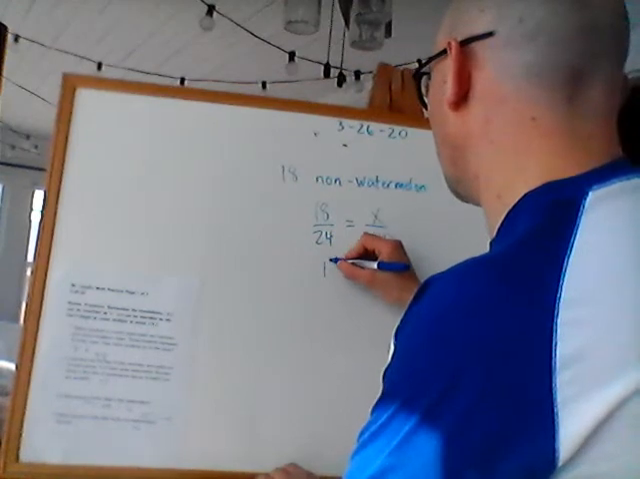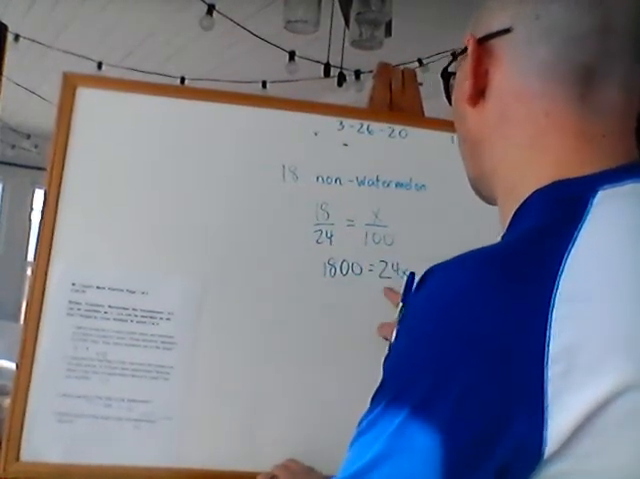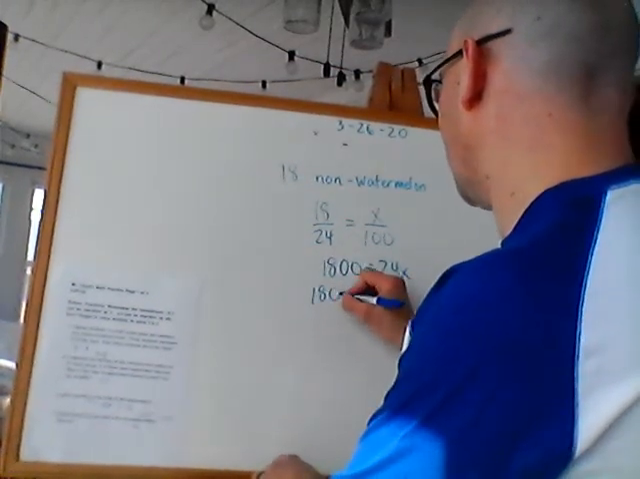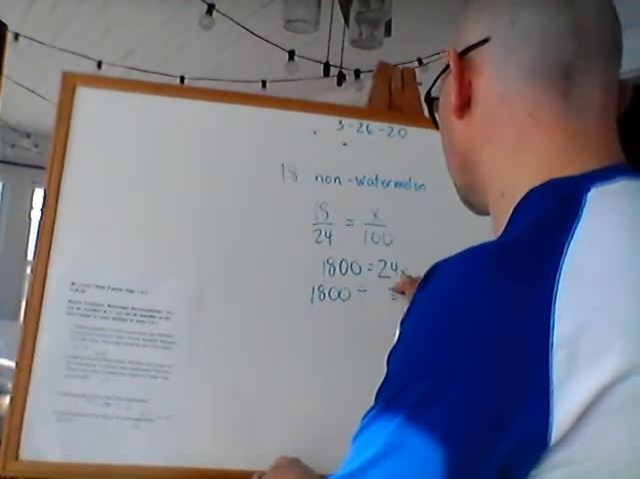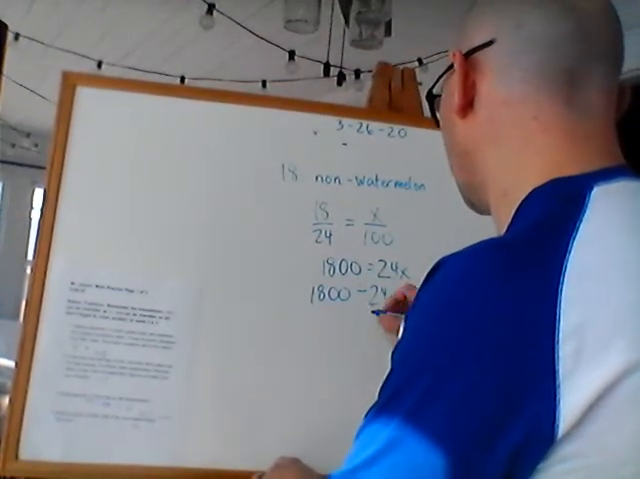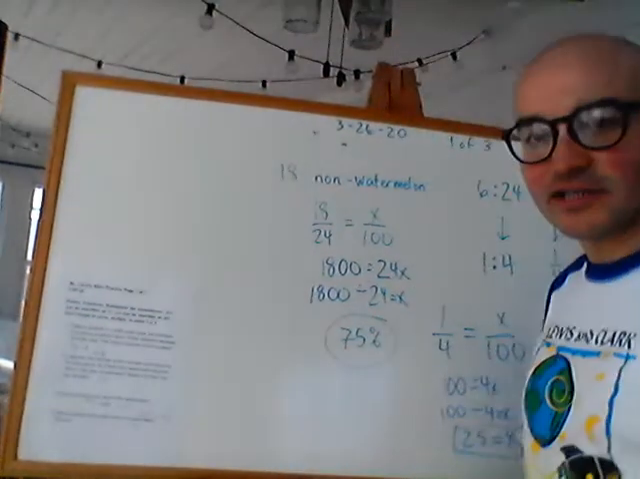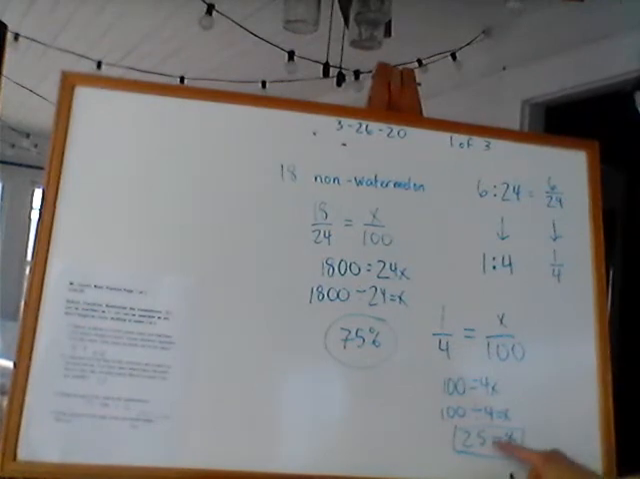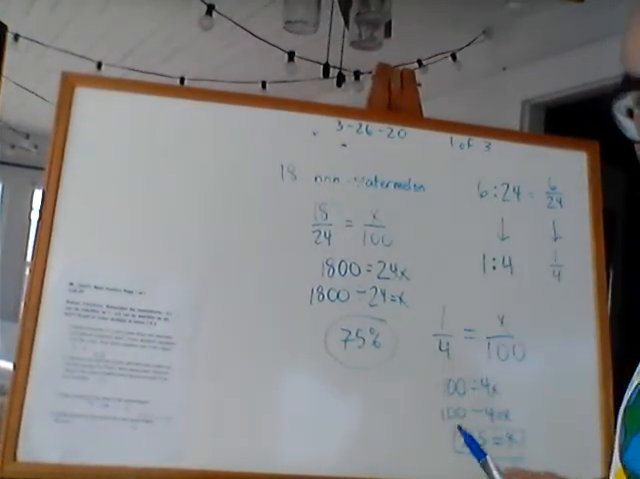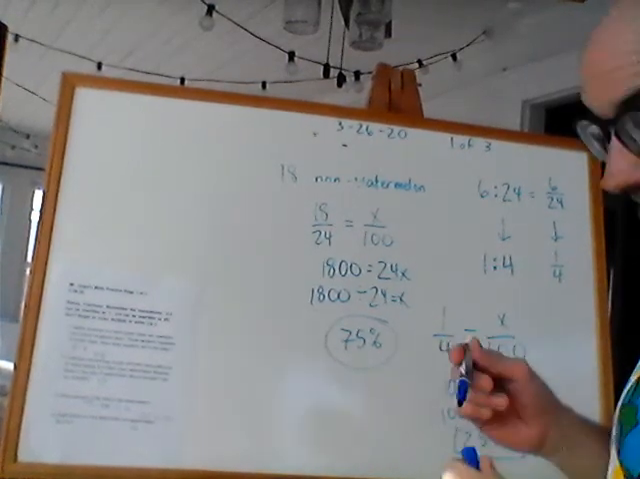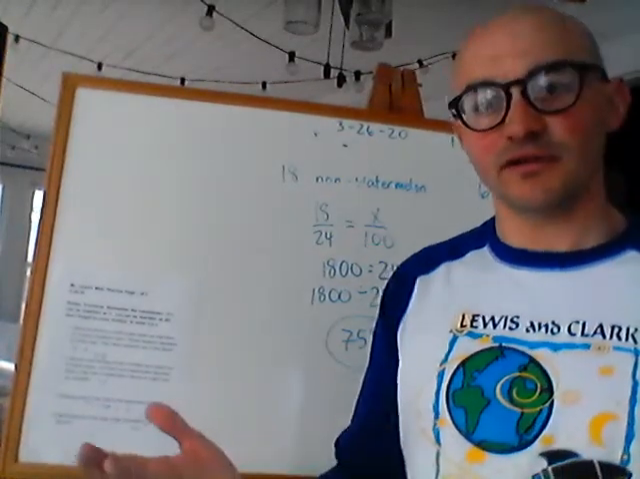So this would be 1800 equals 24x. Right now 24 is multiplied by x, so I need to divide by 24 to find out what x equals. Clean up my handwriting here. And x equals 75. And that's a good thing, of course, because we know that 25% are watermelon. The remainder need to be non-watermelon. So it makes sense that 75% is our answer, because 75 and 25 added together give us 100.